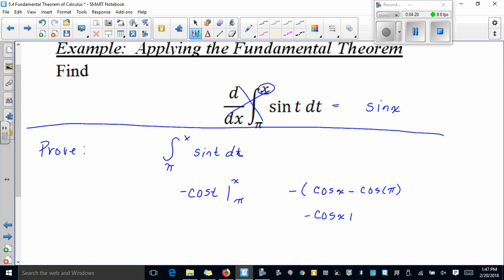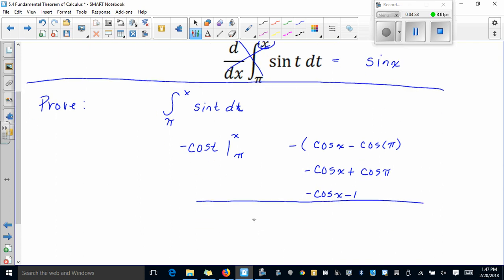Now I want the derivative with respect to x of negative cosine of x minus 1. Well, the derivative of cosine is negative sine, but there's this negative out front, so I'm going to write negative sine of x, minus the derivative of any constant, which is 0. And then two negatives make a positive, so my answer is simply sine of x, which is what we came up with earlier.